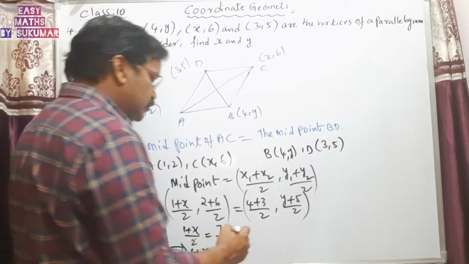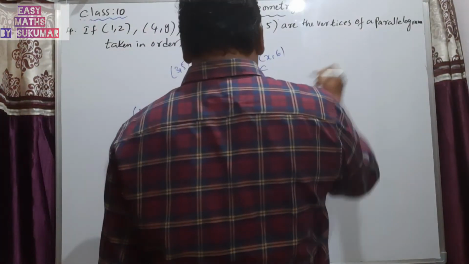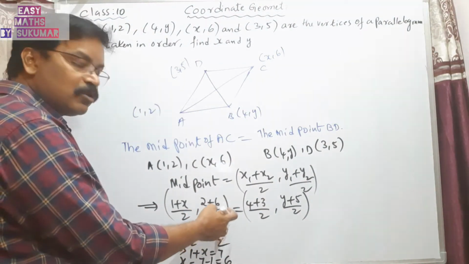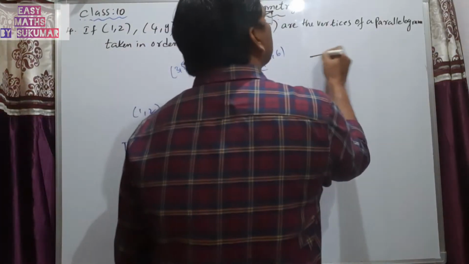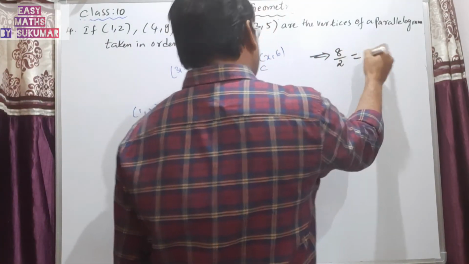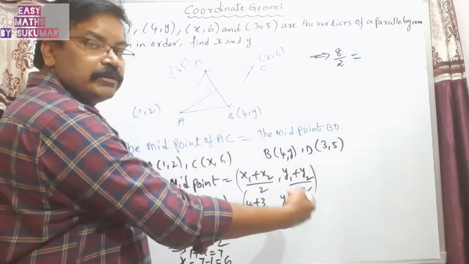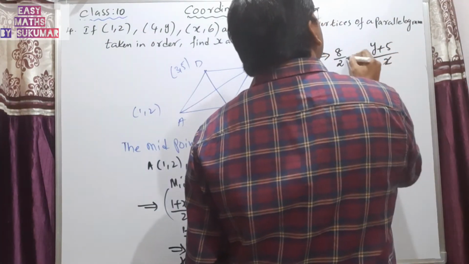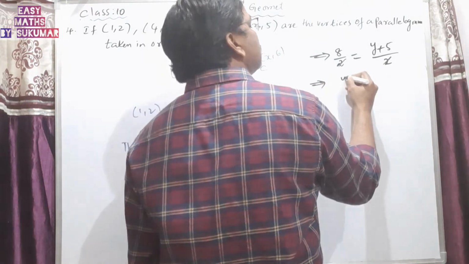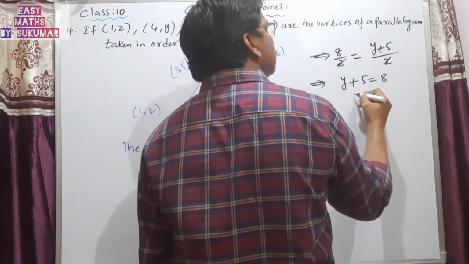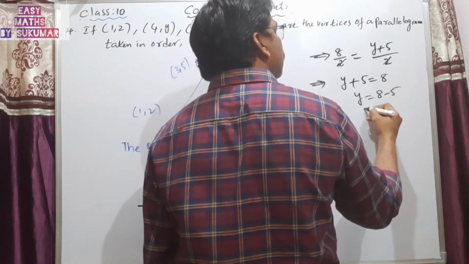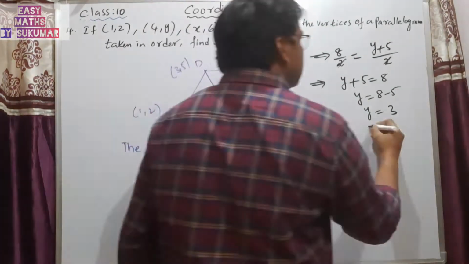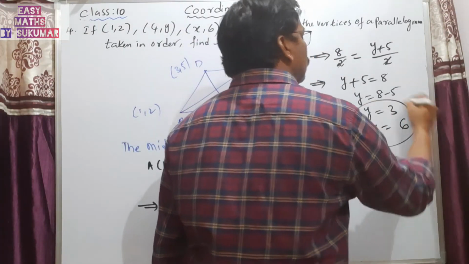Now coming to the ordinate, the y coordinate, or the second coordinate. On the LHS, 2 plus 6 by 2 is 8 by 2. This 8 by 2 is equal to the ordinate of the RHS, y plus 5 by 2. Now just cancel this 2 on both sides. That means y plus 5 is equal to 8. So y is equal to 8 minus 5. So y is equal to 3. And what about x, students? Here x is equal to 6 and y is equal to 3.